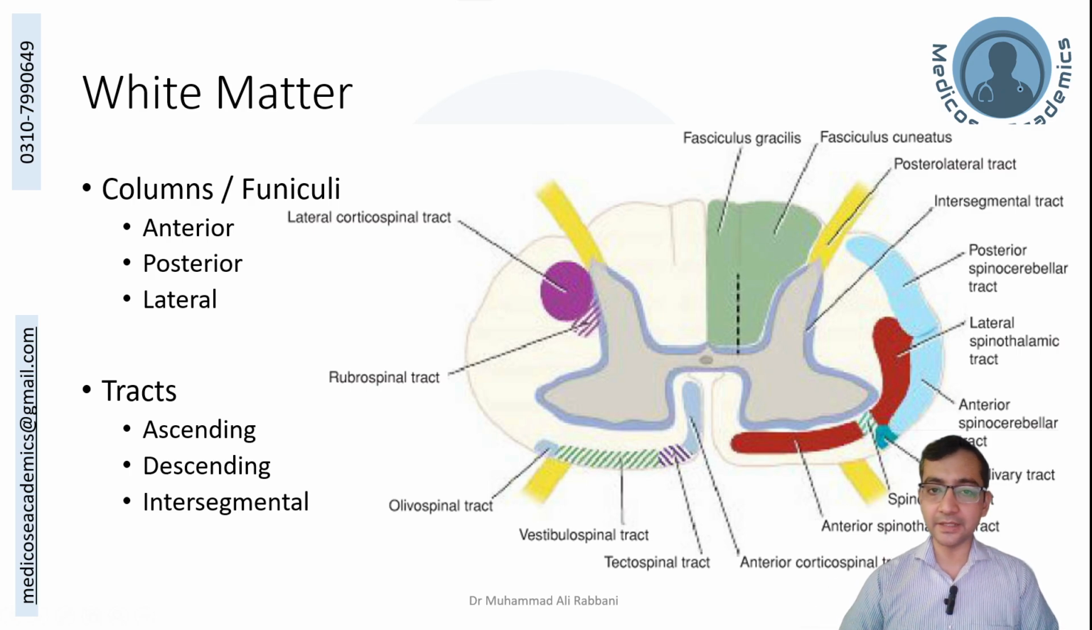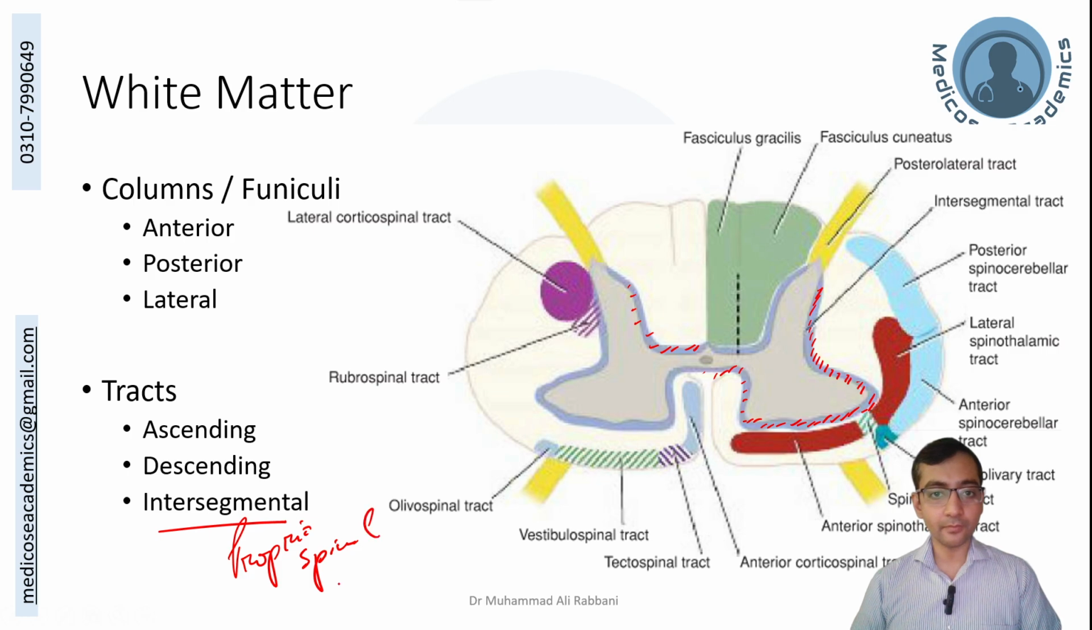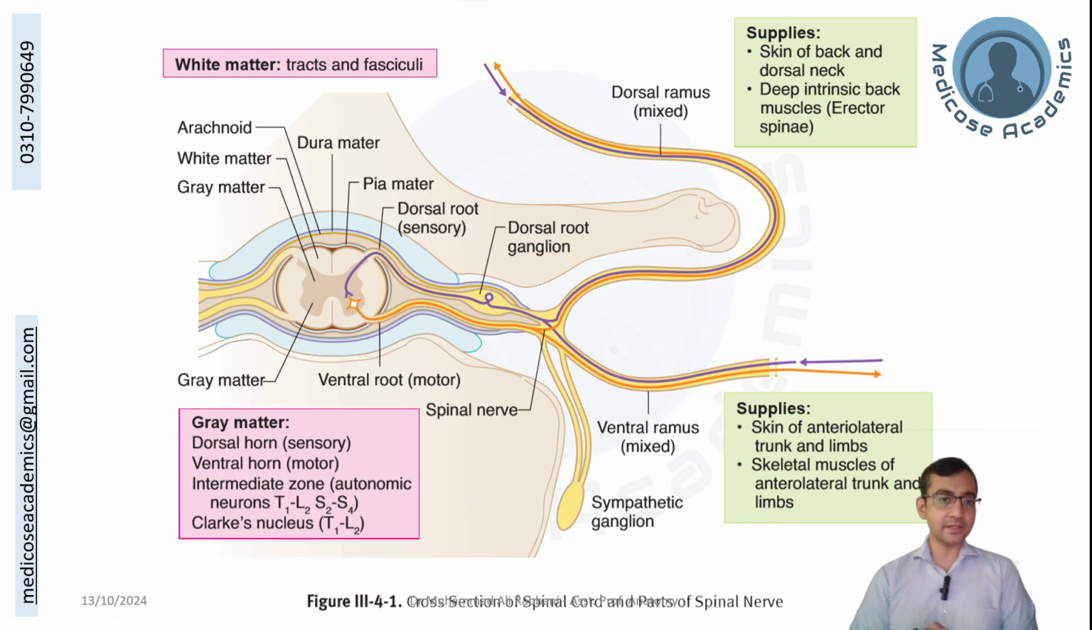These are going to be ascending, descending, and intersegmental. The intersegmental tracts are shown right here in the blue-purple color. These are the ones that are immediately in contact with the gray matter of the spinal cord, and they surround it throughout its length. So these are called interspinal and intersegmental, and these are also called propriospinal, and they move up and down connecting the different parts of the spinal segments. So almost that is about it.